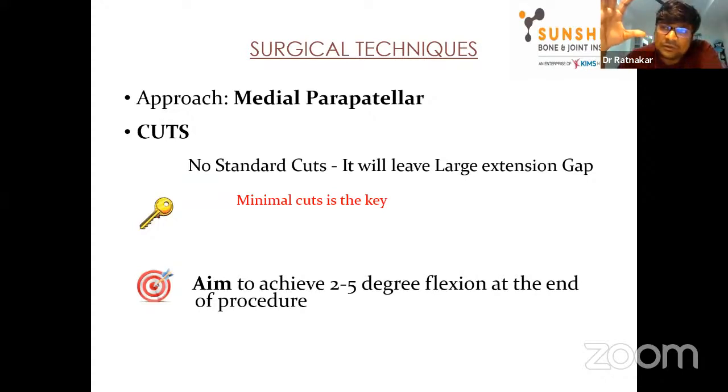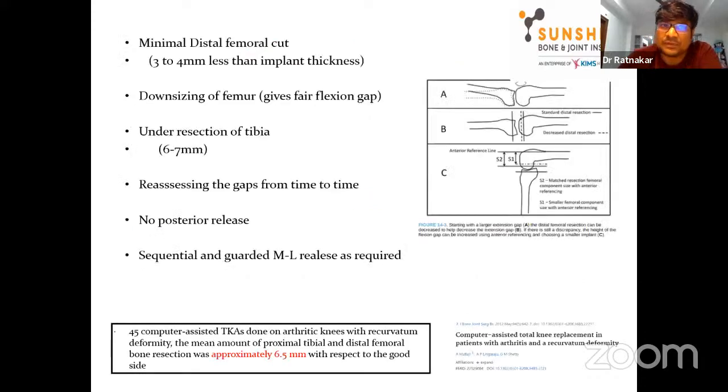So when you come to choose the femoral size in between the component sizes, here you downsize your femoral component. When you downsize your femoral component, you are going to increase your flexion gap. This increased flexion gap will match the loose extension gap, and at the end, you are going to use a thicker polyethylene. Your aim is to achieve 2 to 5 degrees of flexion at the end of the procedure. You would like to intentionally leave these sorts of joints with a little bit of flexion deformity. When you come to the distal femur cut, it is 3 to 4 millimeters less than the implant thickness. You downsize your femur. You under-resect your tibia, just 6 to 7 mm.